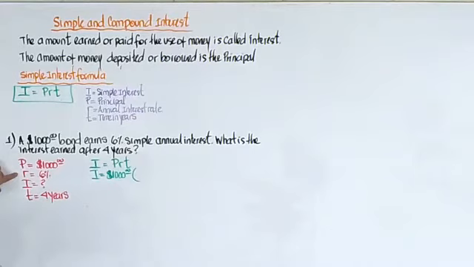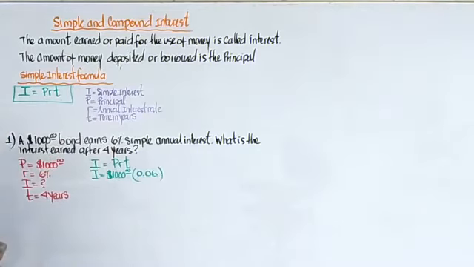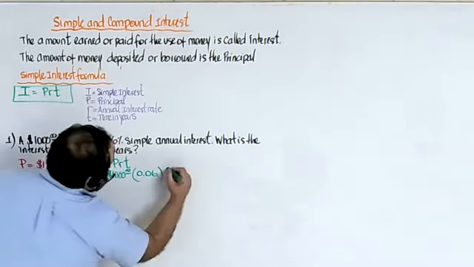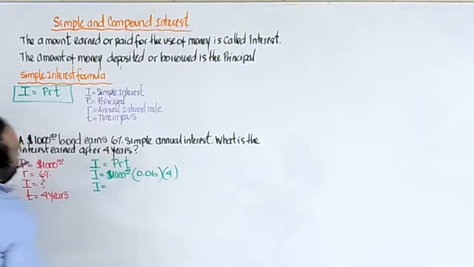It's simple. If you want to change this percentage into a decimal, the only thing that we have to do is divide the number by 100. And if you divide 6 by 100, the result will be 0.06. Okay. And the period of time will be 4 years. And the result will be the interest. We have to multiply 1,000 times 0.06 times 4. The answer will be $240.